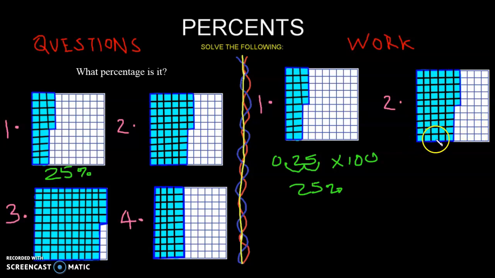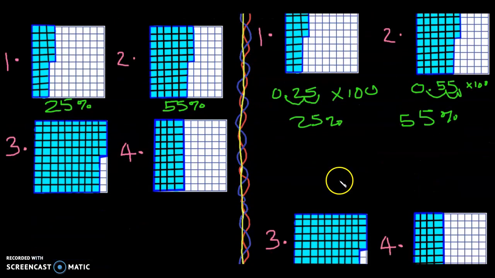We have 1, 2, 3, 4, 5 columns that are filled, right? That's 50, and another 5, so 55. So that's 0.55. Multiply that by 100 and we get 55%. I think the other way is easier, to just count the numbers.